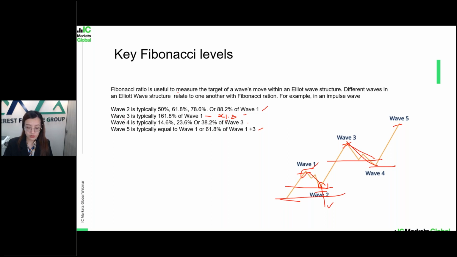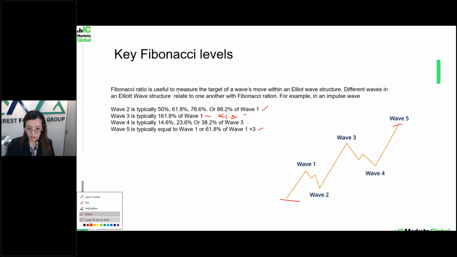What about wave 3? Over here, they say that typically it can extend to 161.8% of wave 1. Typically 161.8%, but sometimes it could go above 161.8, doesn't matter. Sometimes it can go to 200%, or it can go up to 127.2% Fibonacci extension. That is also possible. This is just a guideline number.